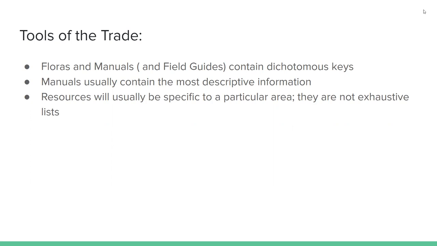Other types of books that tend to have dichotomous keys are floras. Flora is a word for plants, but floras is also a type of manual for plants. Also, there are manuals to plants. We'll take a look at some of those in the future. We have some in the other group, but we don't need them right now.